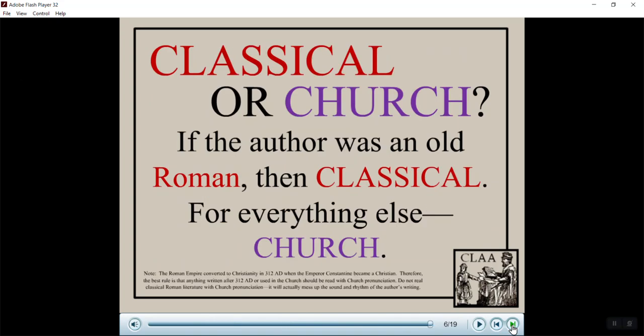We also learned that any time we need to read Latin, we must ask whether we should read it with classical or church pronunciation. And we learned a rule to help us answer that question. If the author of whatever we're reading was an old Roman, then we would read with classical pronunciation. For everything else, we use church.